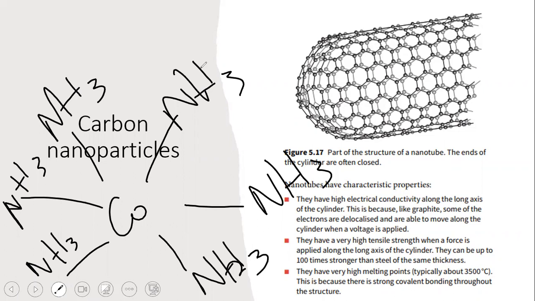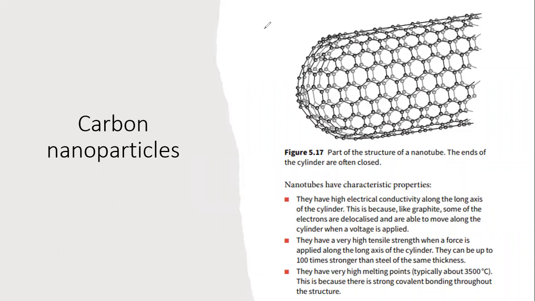You have a metal at the center, an atom of metal, and then it is surrounded by other ions or other compounds, right? So this is your cobalt at the center, and it is surrounded by ammonia. So this is an example of a metal complex. So that is one of the uses of your carbon nanoparticles, or one of the uses of fluorine, that you can use it to make metal complexes, right?